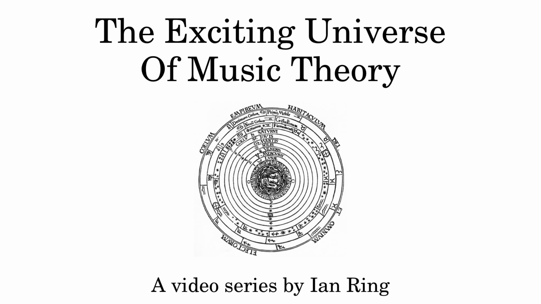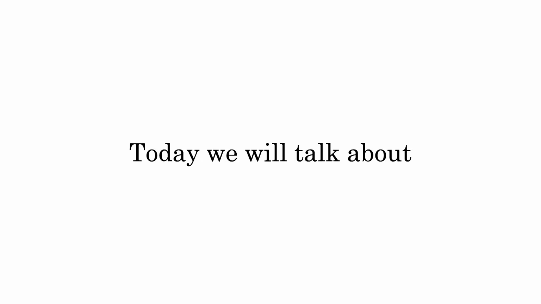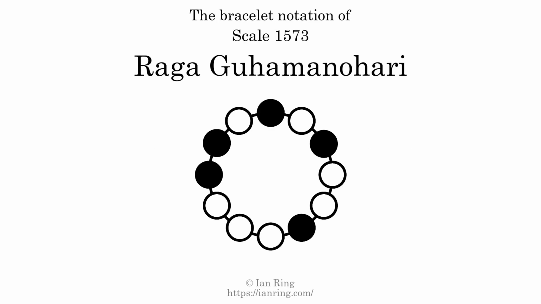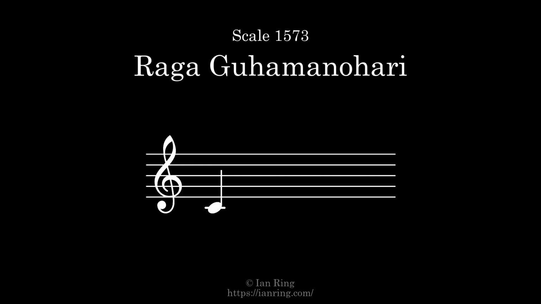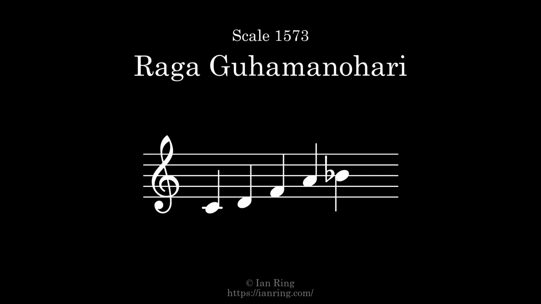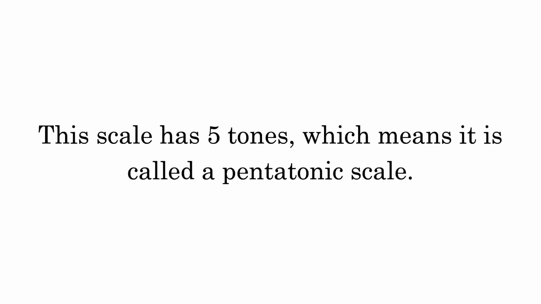Welcome to the exciting universe of music theory. Are you ready to learn? Then let's begin. Today we will talk about Scale 1573, Raga Guhamanohari, which sounds like this. This scale has 5 tones, which means it is called a pentatonic scale.